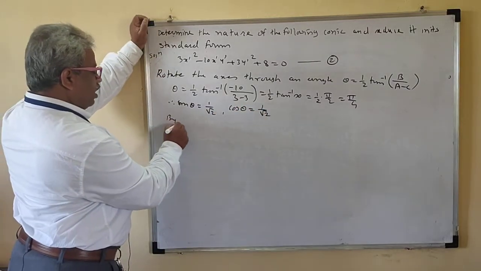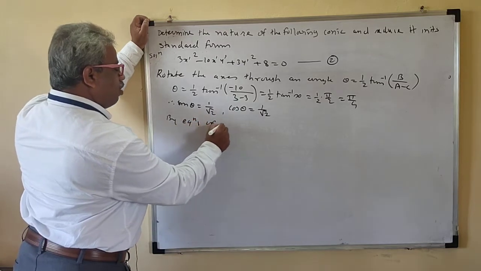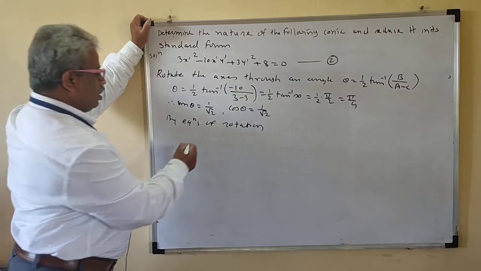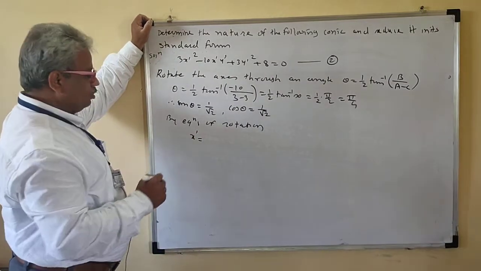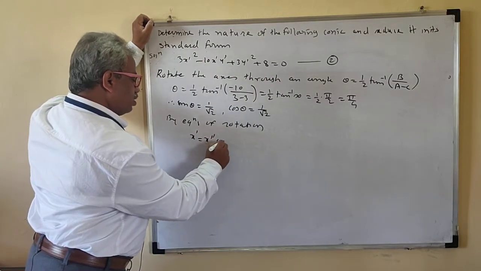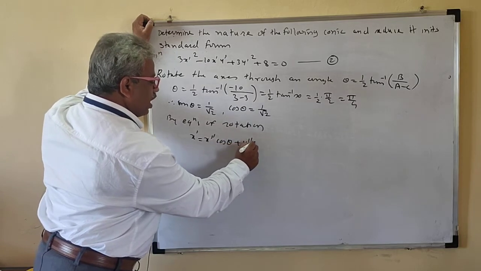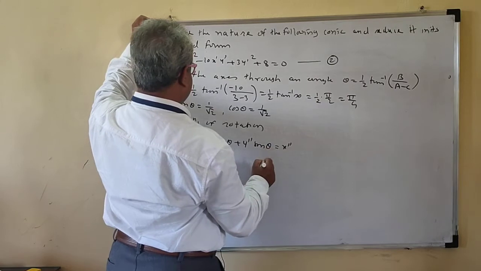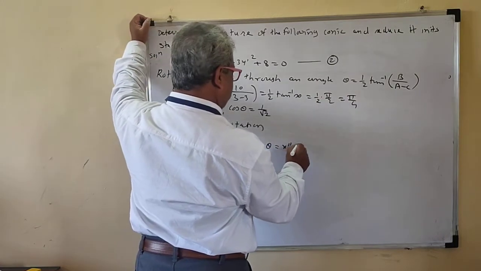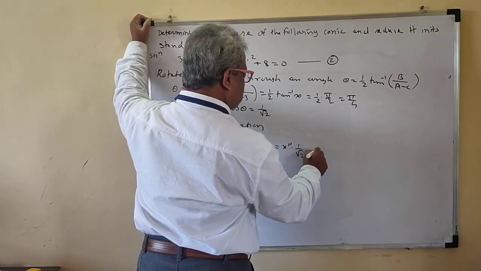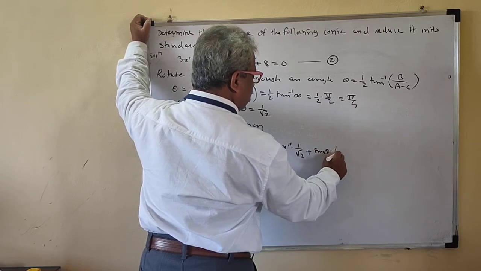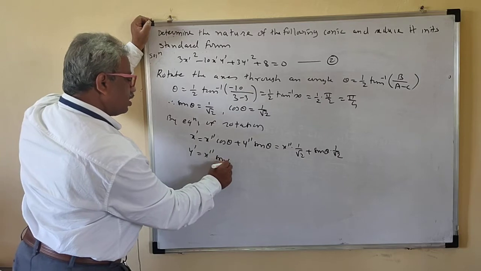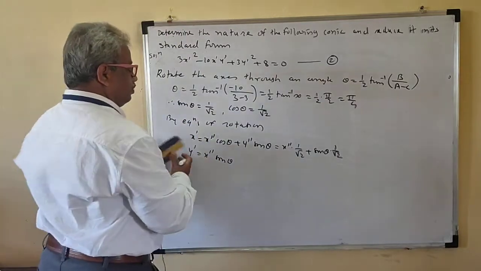By the equations of rotation, x prime is equal to x double prime cos theta minus y double prime sin theta, which is x double prime times 1 by root 2 plus y double prime times 1 by root 2. And y prime is equal to x double prime sin theta, oh, here there should be the minus.